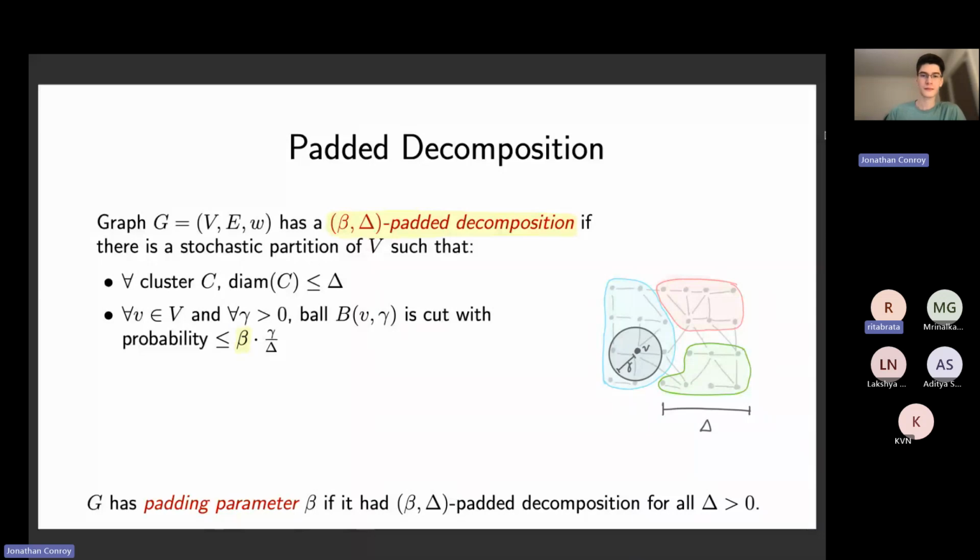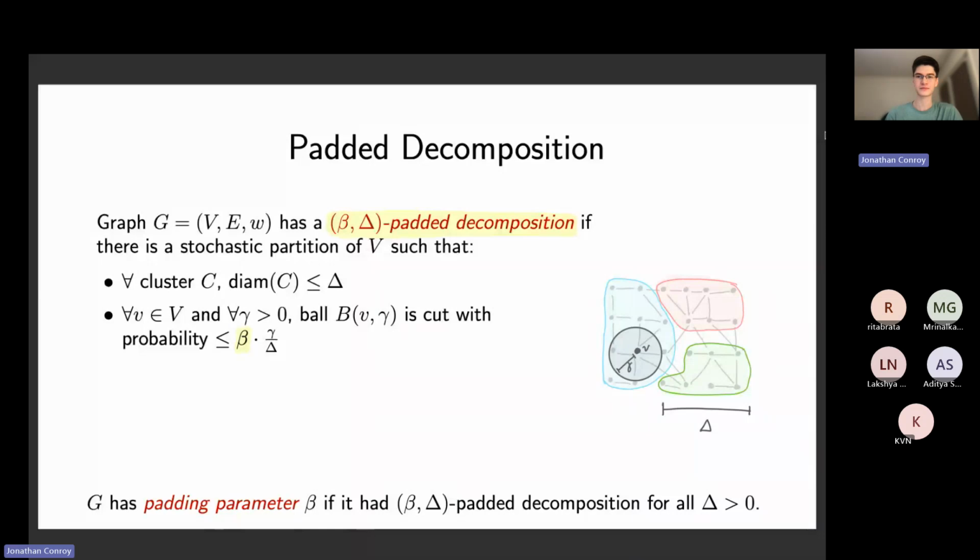So just to be clear, this probability is coming from the stochasticity of the partitioning, right? Yes, yeah, good, correct. Yeah, so we couldn't hope to get something like that. If we wanted to say deterministically every ball doesn't get cut, then you just wind up with one giant cluster or something like that. So yeah, we have some randomness, like a distribution over partitions or over these clusters. And this is the probability over that randomness.